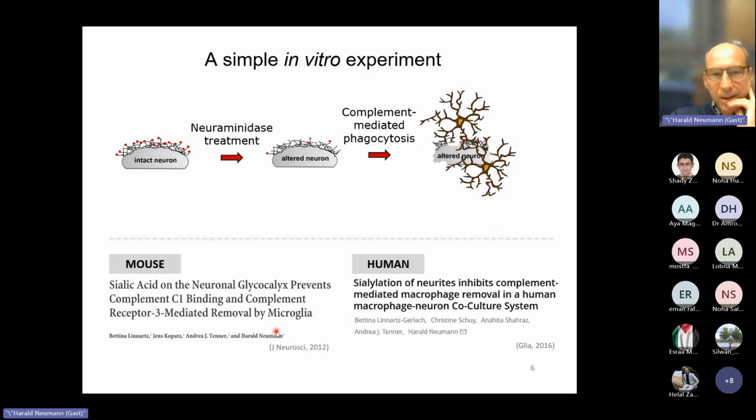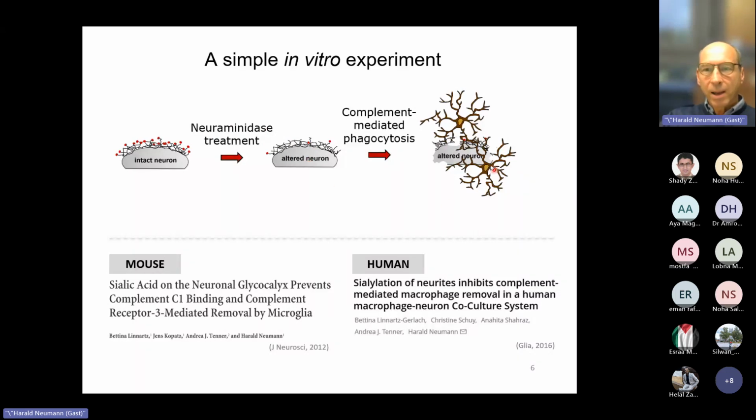Some years ago, we did a very simple in vitro experiment, and this was a very crucial experiment for us because it was telling us, yes, sialic acid is important in the central nervous system. So we cultured neurons, and normally neurons in culture have a glycocalyx, they have sialic acid on top. Now we treated these cells with a neuraminidase, a specific enzyme to remove only the sialic acid. If you remove the sialic acid on a cultured neuron, nothing was happening. The neuron was still intact, it looked fine, it was surviving.